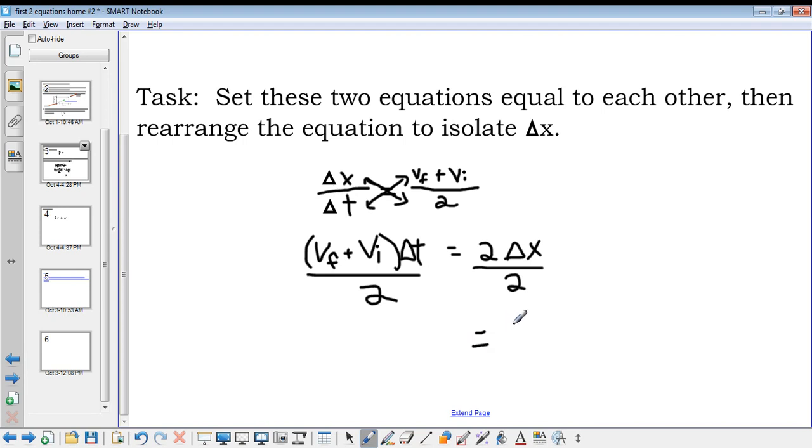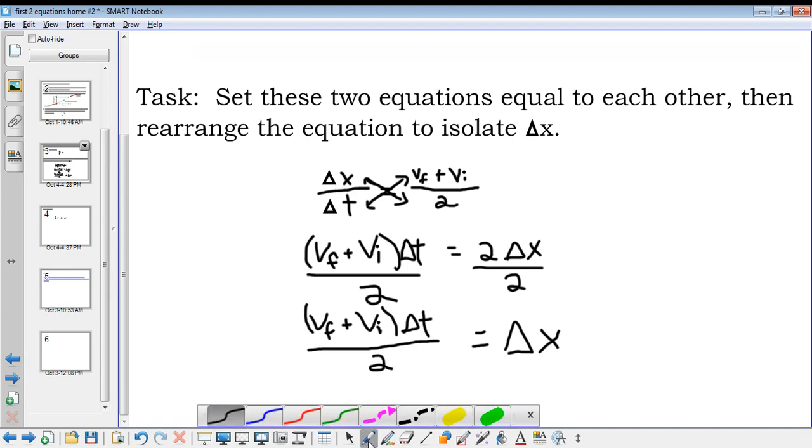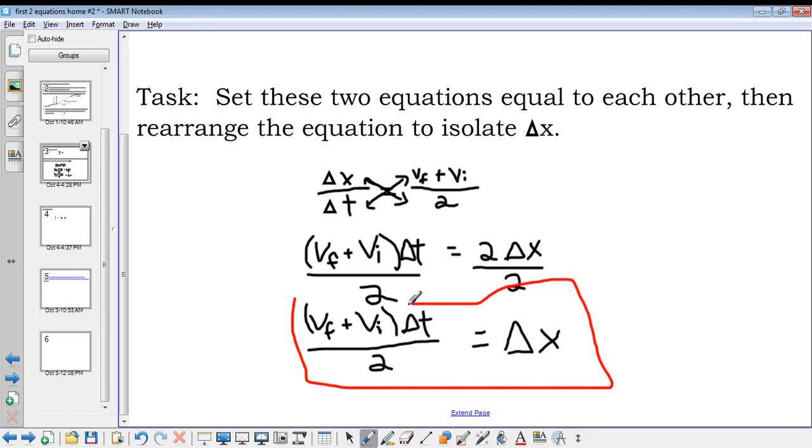And then I can rewrite this equation as change in displacement equals the final velocity plus the initial velocity times the change in time, all divided by 2. That right there is your second uniform equation of motion.